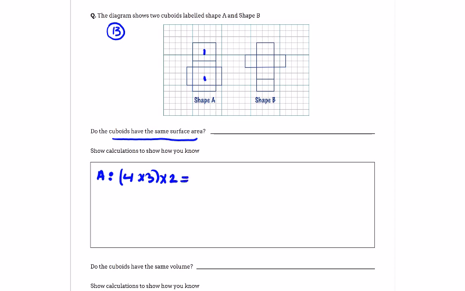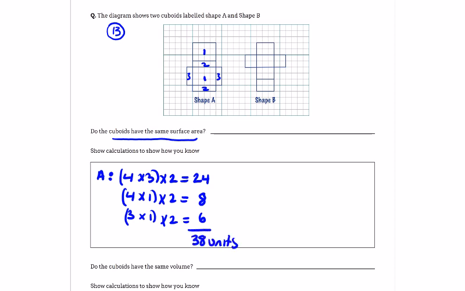So the area 4 by 3, 12 by 2 is 24. Shape number 2, you can see, is a 4 by 1, 4 by 1, and we have 2 of them. So that's going to be 8. And then lastly, number 3, we have a 3 by 1, and we have 2 of them. So that's going to be 6, which will give 38 units squared.